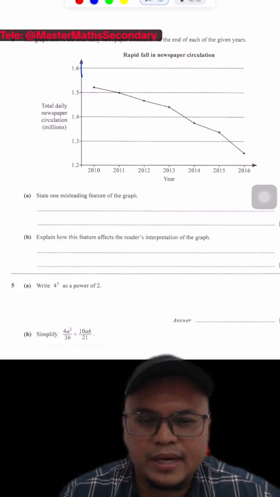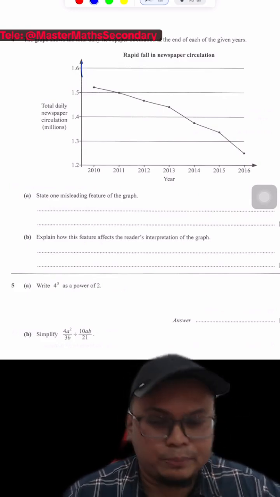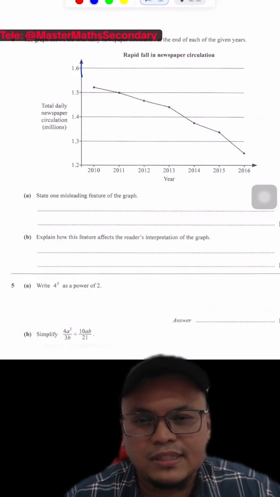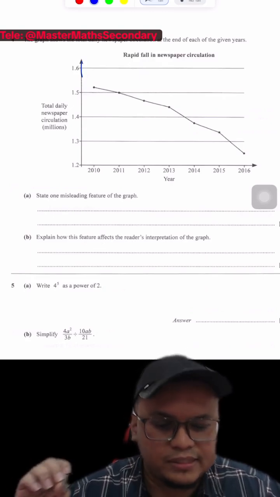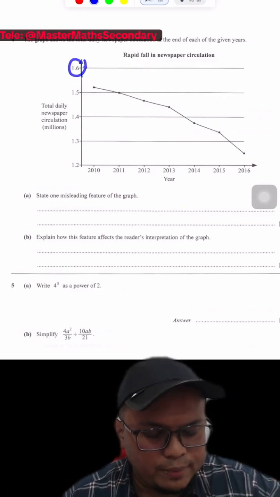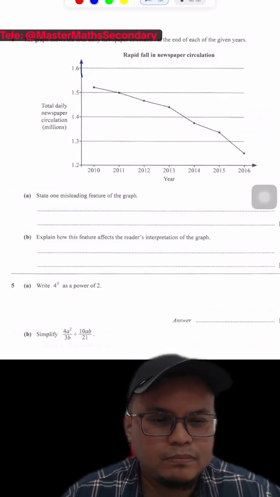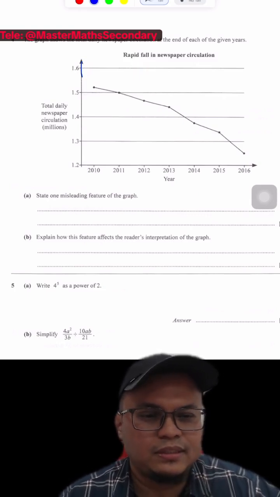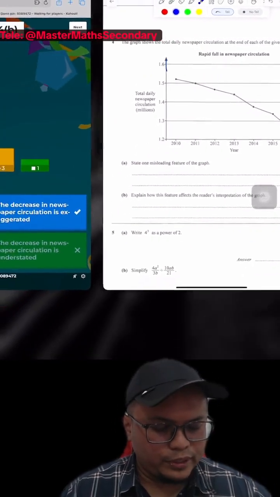So that's why this is the thing that caused the misinterpretation on the reader's side. So basically the idea here is that the difference is exaggerated. It's because you are zooming in into the portion from 1.6 to 1.2. So that's the reason for part B. The difference isn't that big actually. Okay, let's move on to question 5.